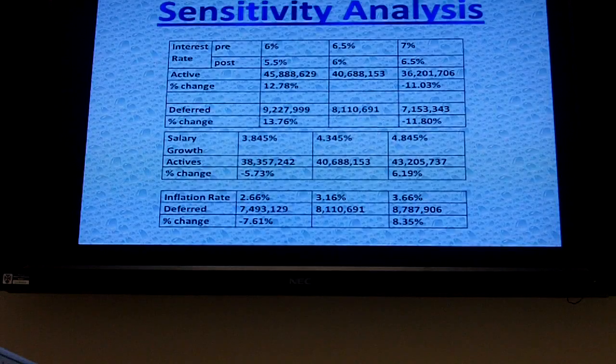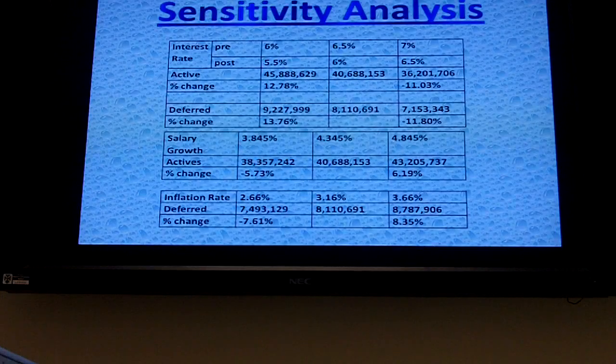We looked at the effect changes in interest rate, inflation and salary growth had on the liabilities of the pension scheme. A decrease of 0.5% on pre-interest rate of 6.5% increased the actives liability by 12.78% and the deferreds by 13.76%. Whereas an increase of 0.5% reduced the actives liability by 11.03% and the deferreds by 11.8%. We have only chosen pre-interest rate, as the change in post-interest rate will have no effect on liabilities. Also, pensioners aren't included in this table, as a change in interest rate will have no relevance to pensioners' liability.